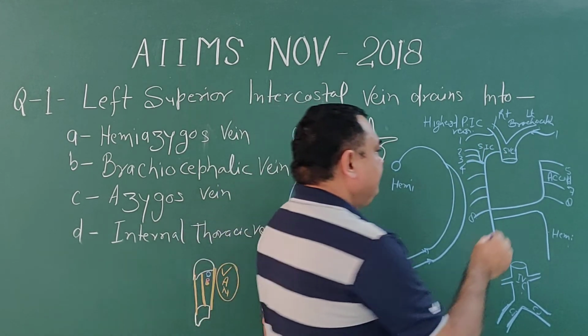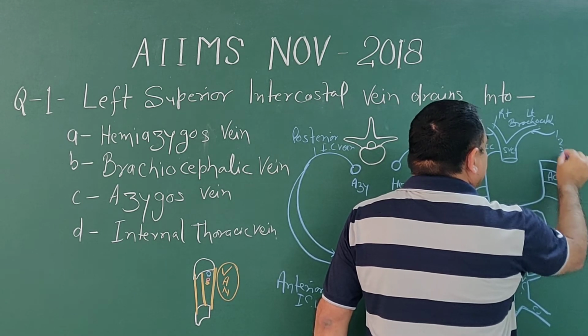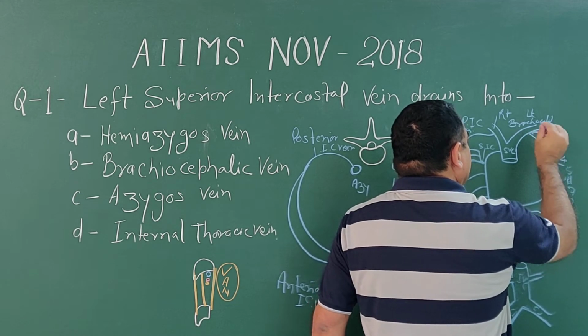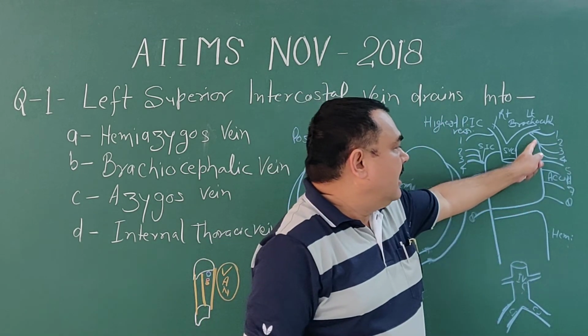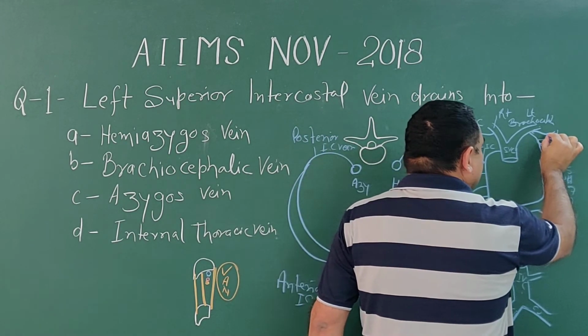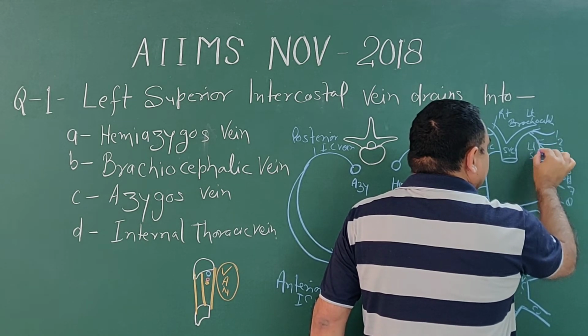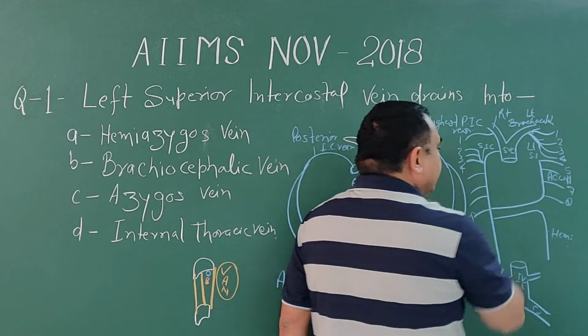And on the left side, second, third, fourth join and form the left superior intercostal. So this is the left superior intercostal, and this is the right superior intercostal.